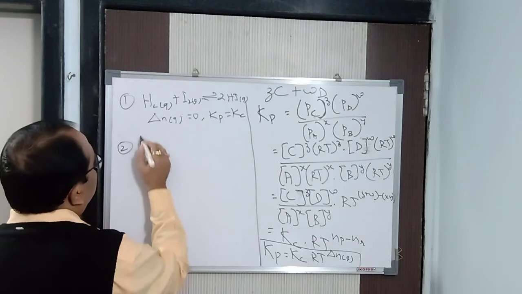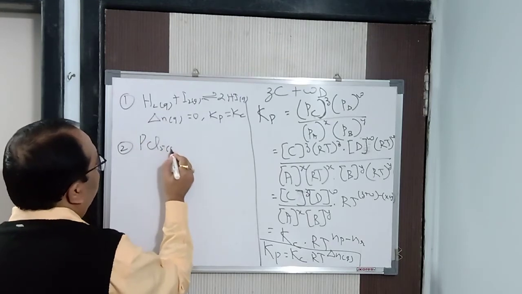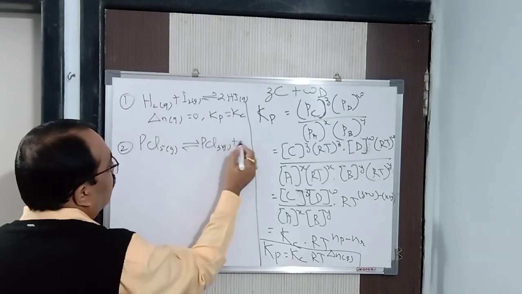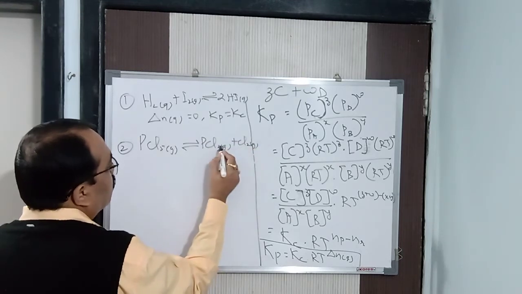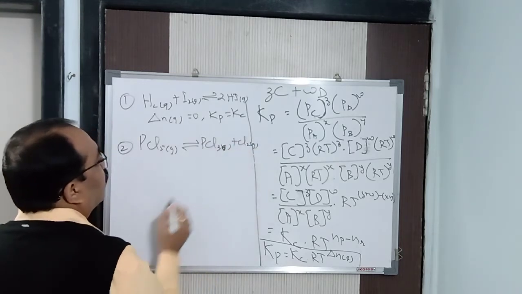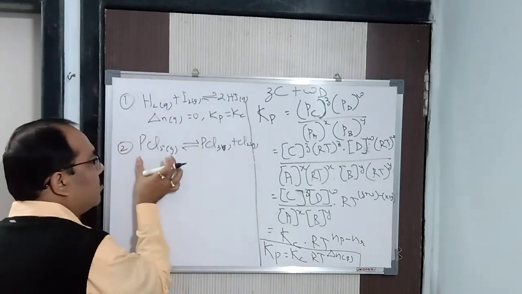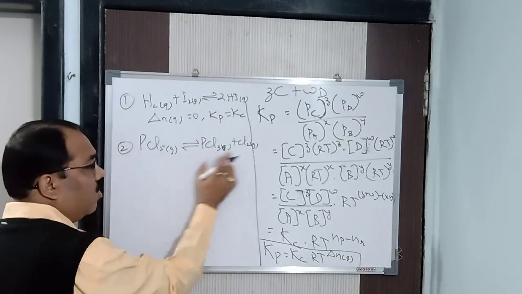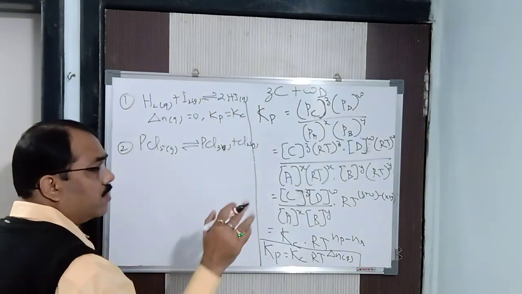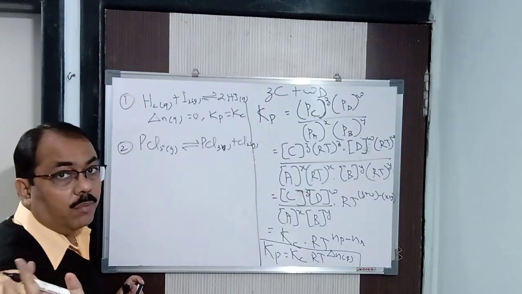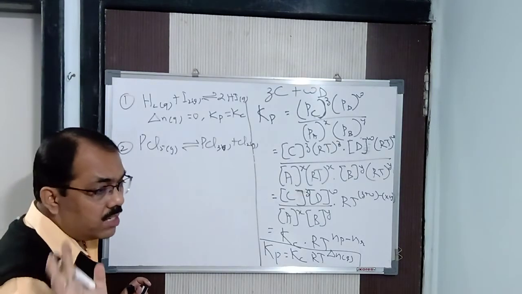Now next, if I write the reaction, PCl5 gas gives PCl3 gas plus Cl2 gas. Here the number of moles of the product is 2, and the number of moles of the reactant is 1. See, I have written all gas, mind it. If anything is solid or liquid, that will be taken as 0. We will not consider that particular one.